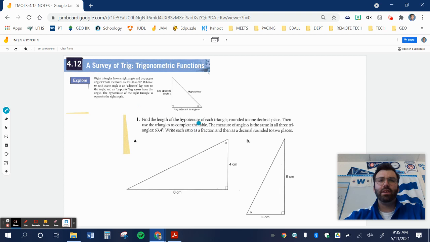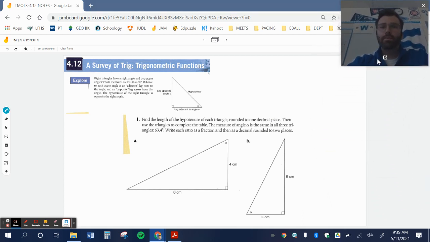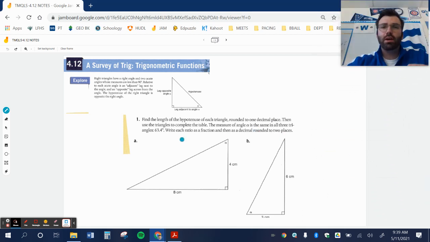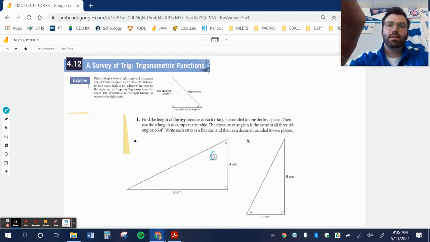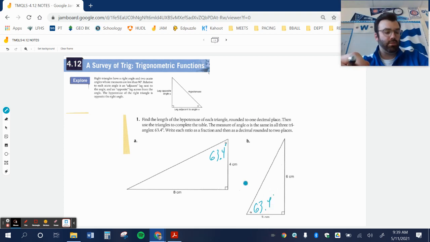All right. So find the length of the hypotenuse in each triangle, round to one decimal, then use the triangles to complete the table, which will be on my next slide. The measure of each angle is the same in all three. Oh yeah, including this one up top. Okay, 63.4. So let's write that 63.4 degrees. We use this little symbol oftentimes.